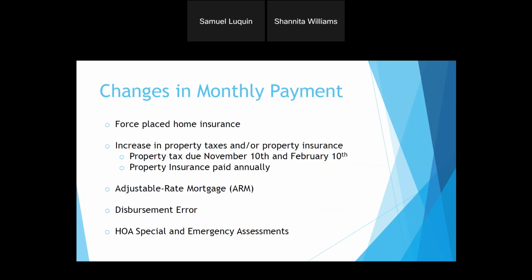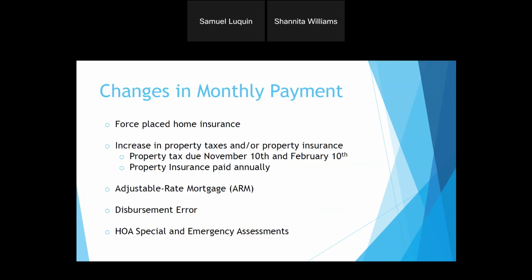Another thing that may cause a change in your monthly payment is an increase in property taxes or your property insurance, just a regular increase. This increase could be because the lender maybe didn't do their escrow analysis as accurately as they should have, or maybe they did, the taxes came up, and you had another assessment or an escaped assessment, and the county just notified your lender that you owe more money.